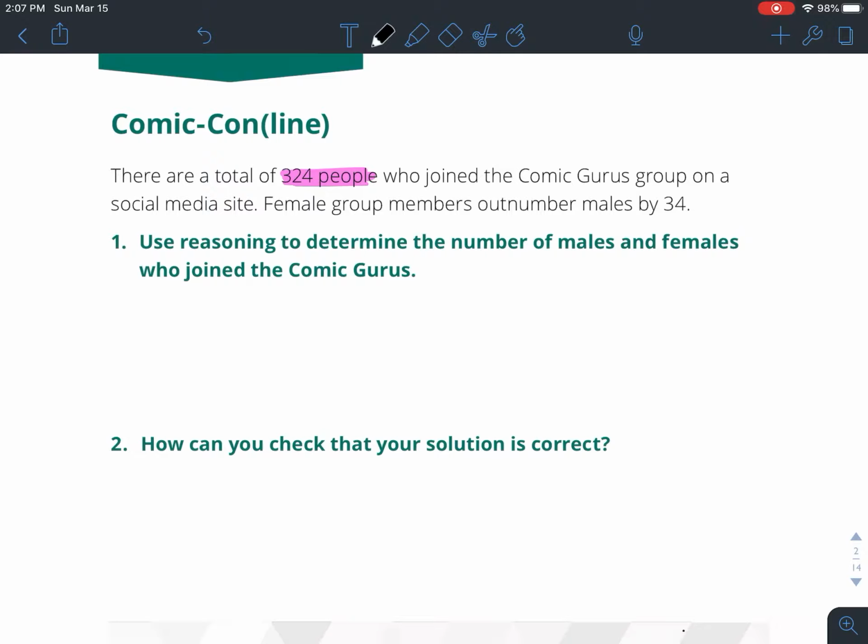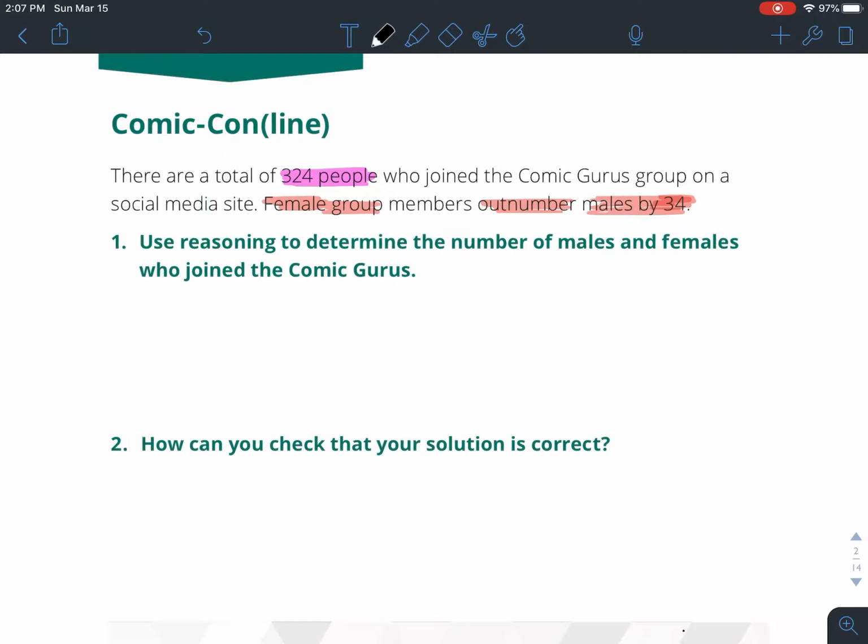So there's 324 people who joined the Comic Gurus group on a social media site. Female group members outnumber the males by 34. So here's another key. Females, I would underline female group, outnumber males by 34. That's annotating. So use reasoning to determine the number of males and females who join the Gurus Club.